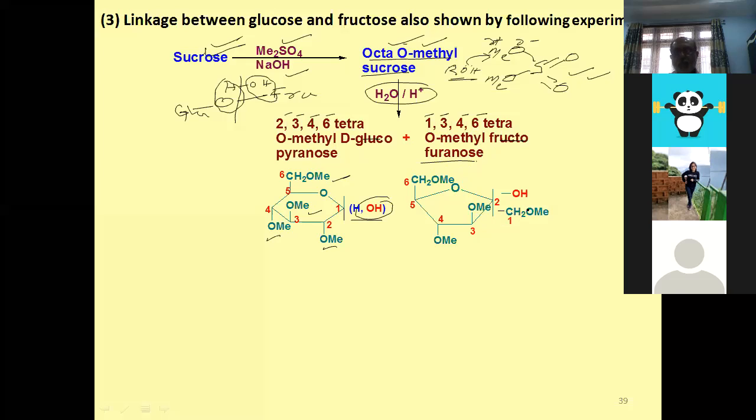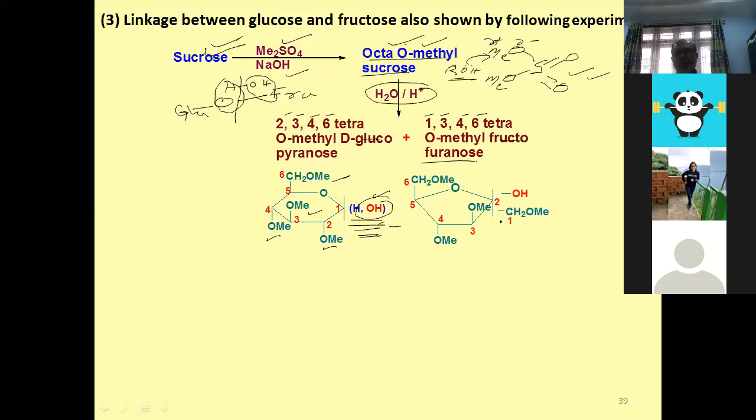Here also, I'm not writing the specific position of this OH because both of them will be there, alpha as well as beta. So I'm writing it with this sign. This practice you should follow. If you write it specifically, that means as if only beta glucose is formed, not both alpha and beta. So that concept you should have.